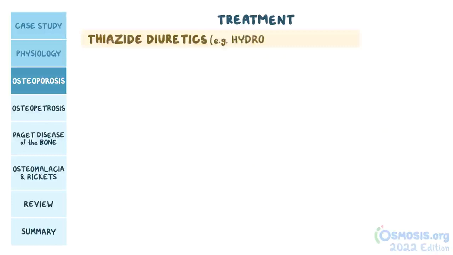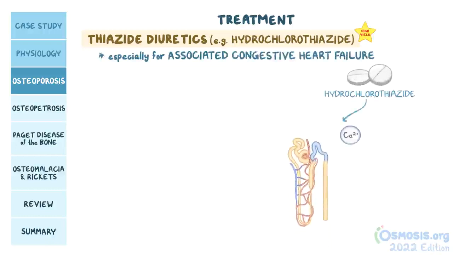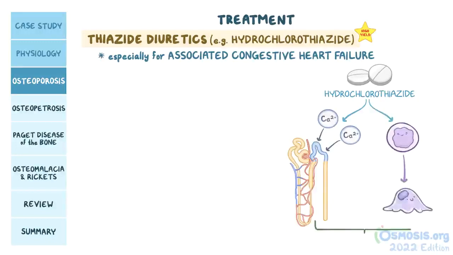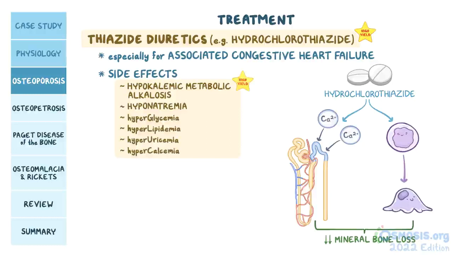Thiazide diuretics like hydrochlorothiazide can be used to treat osteoporosis, especially in those with associated congestive heart failure. Hydrochlorothiazide boosts calcium retention in the distal convoluted tubules of the kidney and directly stimulates osteoblast differentiation, therefore decreasing mineral bone loss. As a downside, it can cause hypokalemic metabolic alkalosis and hyponatremia. Additionally, it can also cause hyperglycemia, hyperlipidemia, hyperuricemia, and hypercalcemia, all of which can be remembered using the mnemonic HyperGLUC.